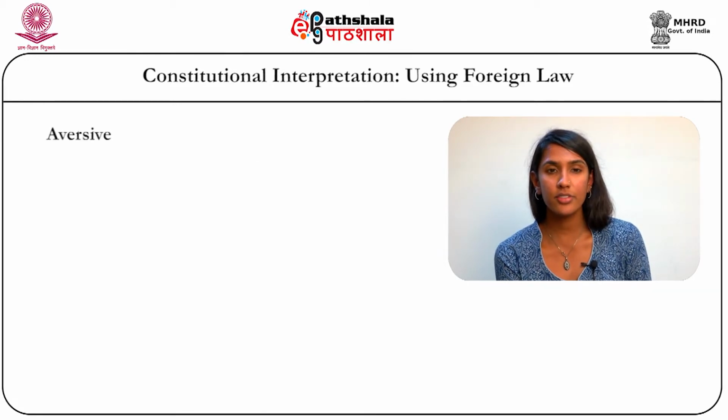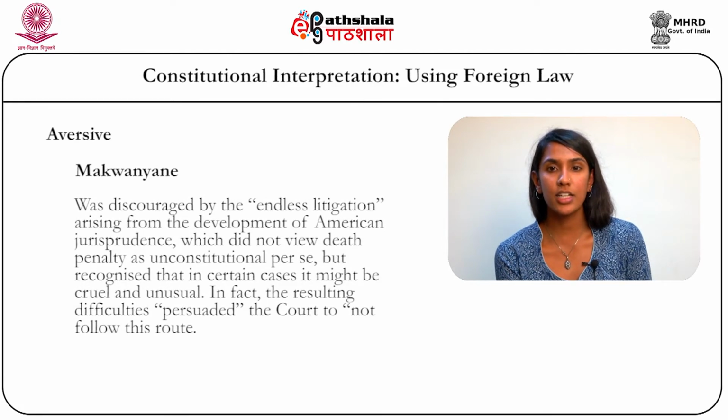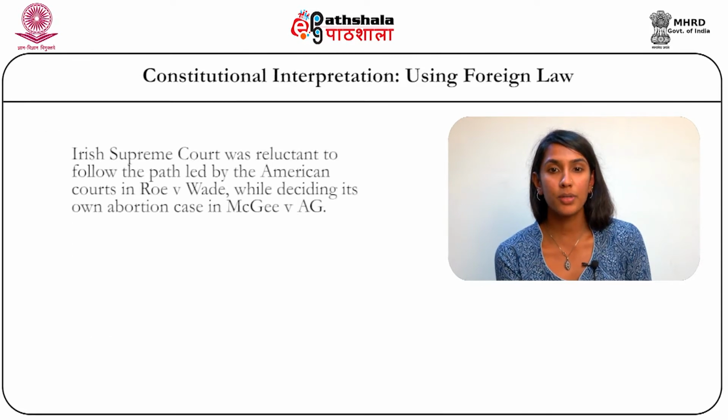Conversely, we have aversive constitutionalism. For example, in Makwanyane, the South African Constitutional Court on the death penalty says it was discouraged by the endless litigation arising from the development of American jurisprudence, which does not view the death penalty as unconstitutional per se, but recognizes that in certain cases it might be cruel and unusual. In fact, these resulting difficulties, in the words of the court, persuaded it not to follow this route. Similarly, the Irish Supreme Court was reluctant to follow the path led by the American courts in Roe versus Wade in the controversial abortion decision, while deciding their own abortion case in McGee versus the Attorney General.